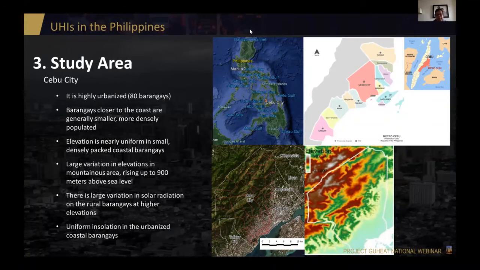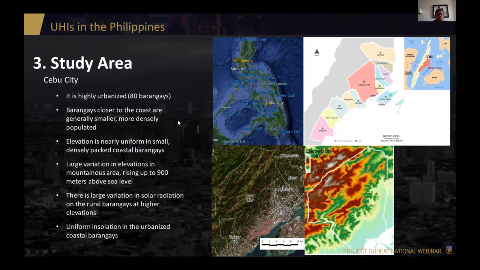Our study area is Cebu City. In this map, you can see Cebu City in the central Visayas. In this map, you can see its adjoining municipalities and cities, particularly Mandaue. Cebu City and Mandaue City are highly urbanized. Cebu City and Mandaue City are part of Metro Cebu, which runs from Carcar in the southwest to Danao City in the northwest. Cebu City has 80 barangays.